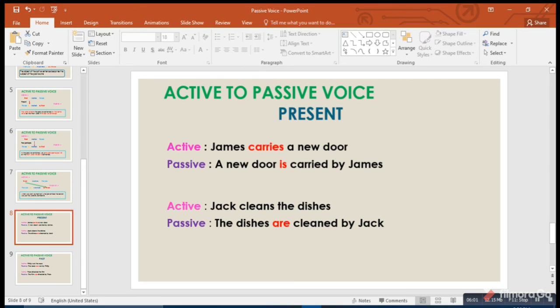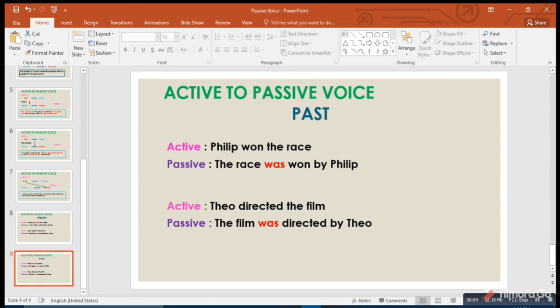Then the past: Philip won the race. The race was won by Philip. Use the past form of to be, also was or were. Theo directed the film. The film was directed by Theo. But also pay attention when the object is plural: when it is moved to become the subject, it must use were. So for the past we use was or were, and for the present we use is or are.